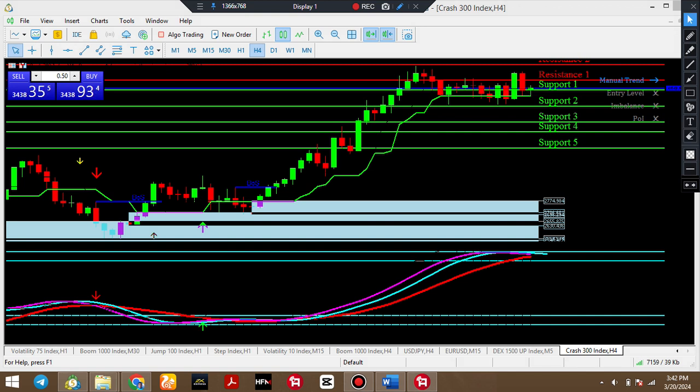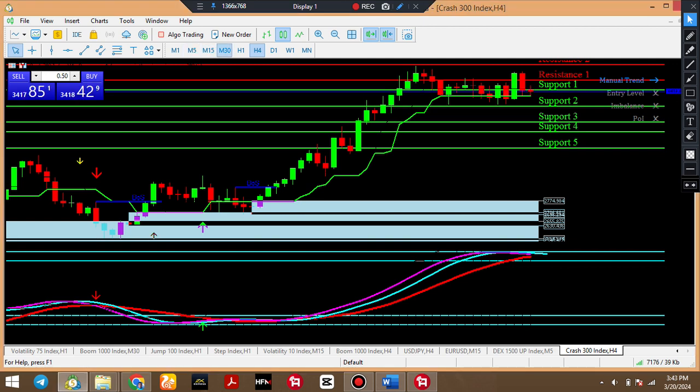So if a sell arrow pops up there, let's say you move down to, let's use 30 minutes. You can use 1 minute, you can use 5 minutes for sniper entries. So let's go to 30 minutes on Crash 300.